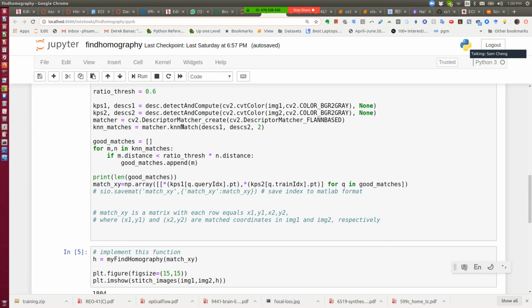About the KNN match, I don't exactly know how they implement it, but it's just trying to find the top 2 matches, basically. So I have this descriptor, and it returns the top 2. Wait a second.